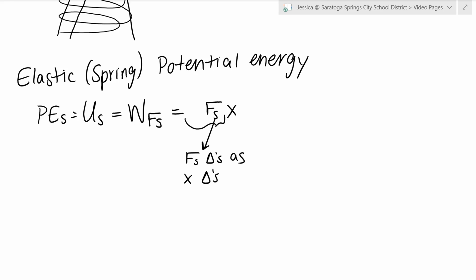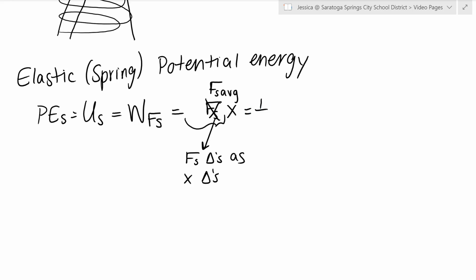Unlike gravity, where the force of gravity is pretty much the same near the surface of the Earth. It only really changes when we get super duper high. The spring force, on the other hand, changes as x changes. So we can't just say it's Fs times x. It should really be Fs average times x. So you might be thinking, okay, well, how do I find the average?